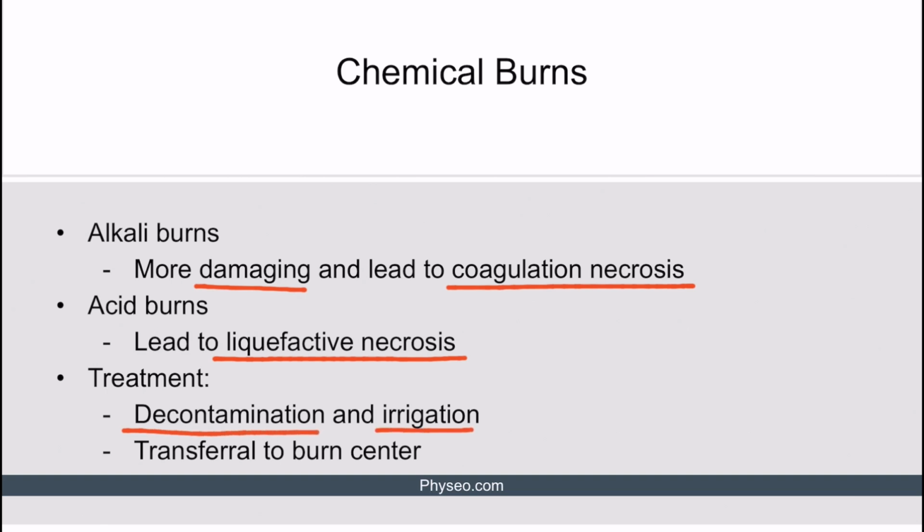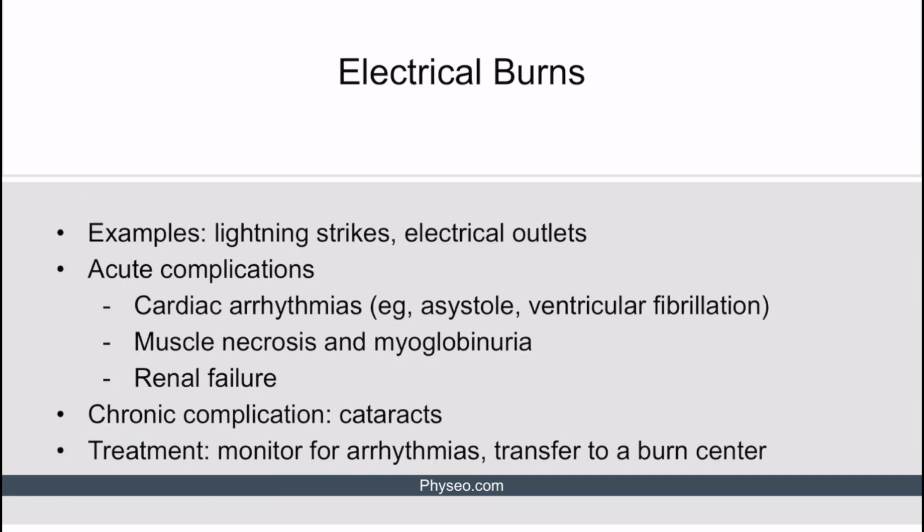Following initial stabilization, all patients with chemical burns should be transferred to a burn center for further management. When it comes to electrical burns, the two most notable examples to know are lightning strikes and electrical outlets. The key to electrical burns is knowing the complications associated with them.